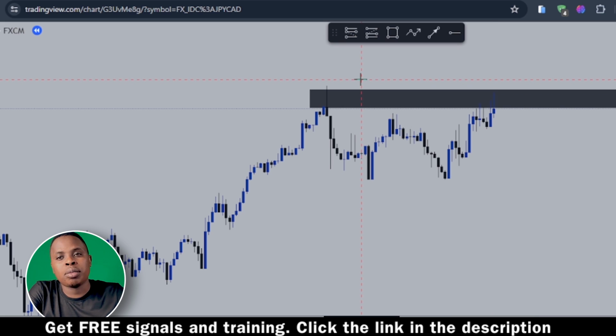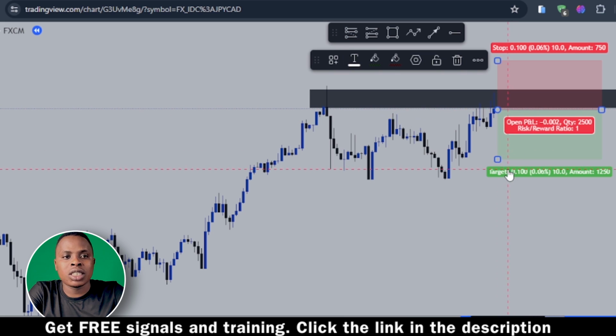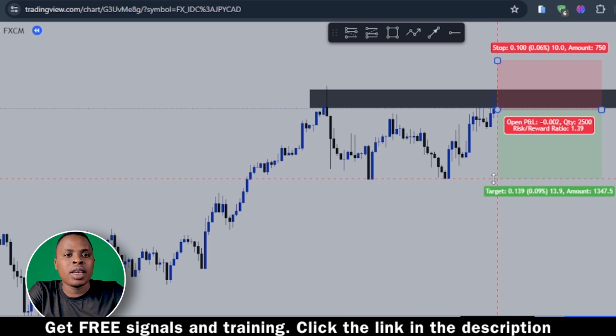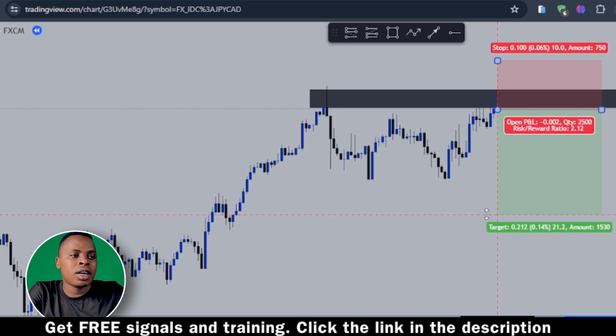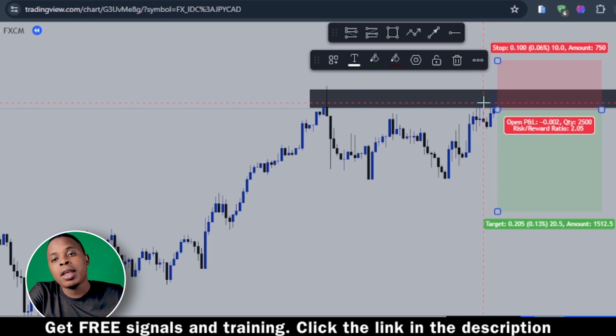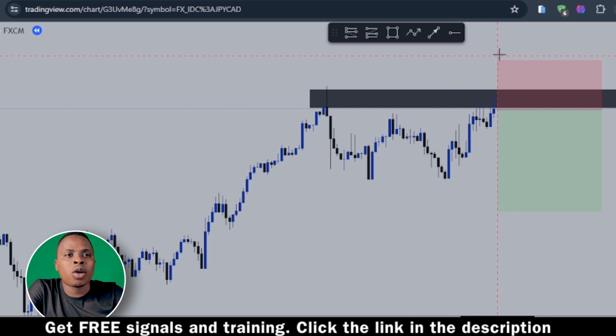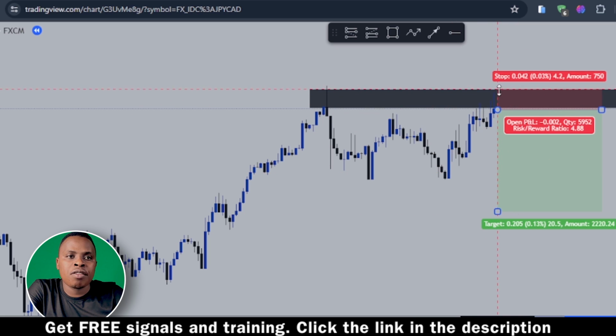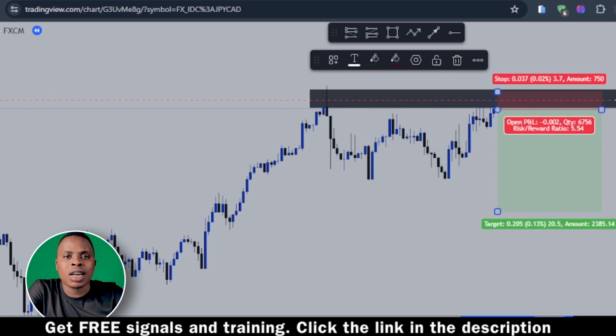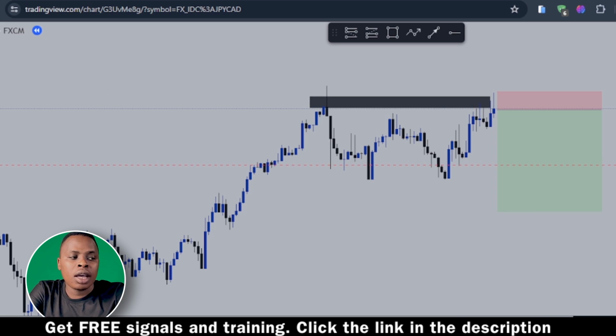Now, here's the problem that most people have. Let's say you sell right here, you place your sell trade right here, you put your take profit maybe at this point right here, or maybe down this point, right? The problem is with the stop loss. Most of the people are going to put their stop loss very close to this zone like this, right?